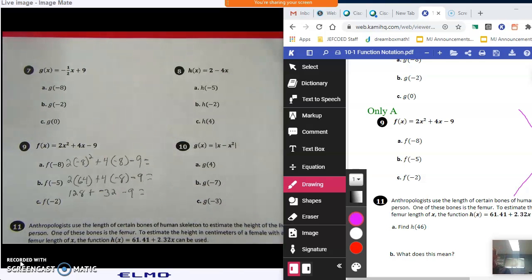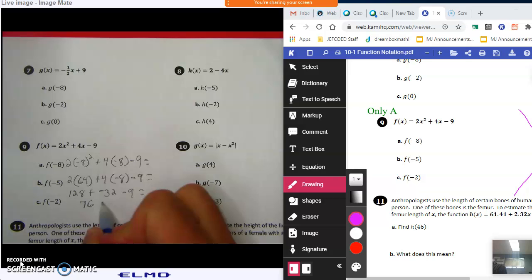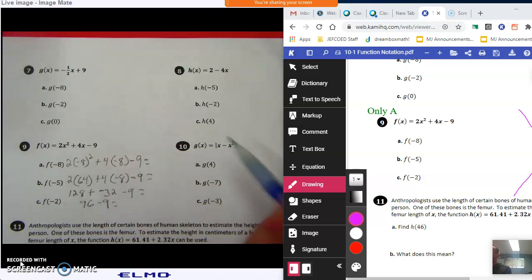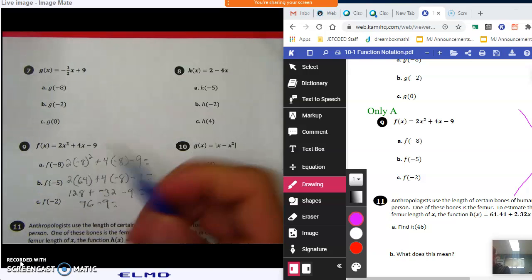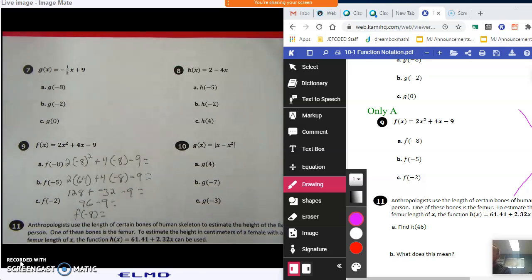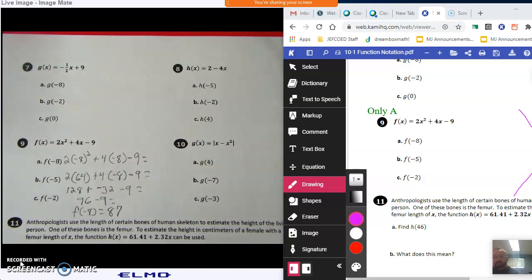Okay, so then here, 128 plus that -32. Remember, those are different signs, so you'll end up subtracting. That should give me 96 minus 9. So f of -8 would equal 96 minus 9, which should be 87.